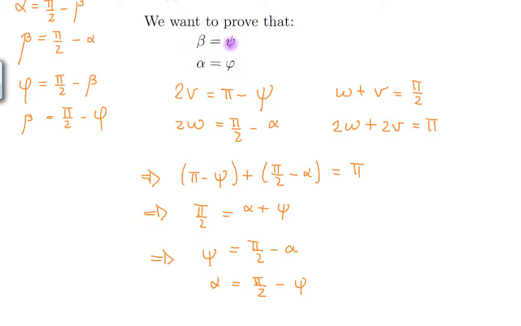Okay? Now, we want to prove that beta equals C, or that alpha equals phi. So let's prove that beta equals C by substituting alpha. Alpha here is pi over 2 minus beta. So let's substitute right there.